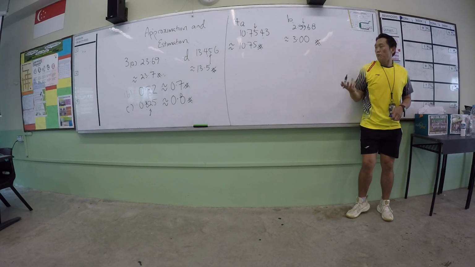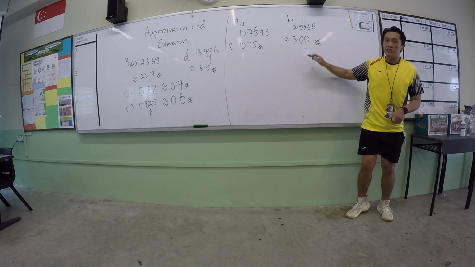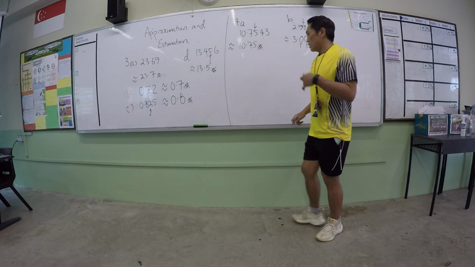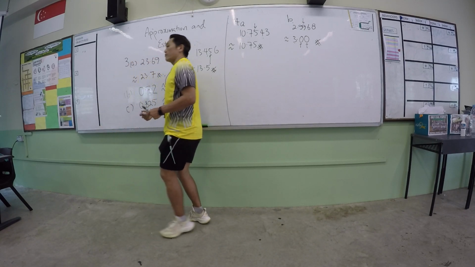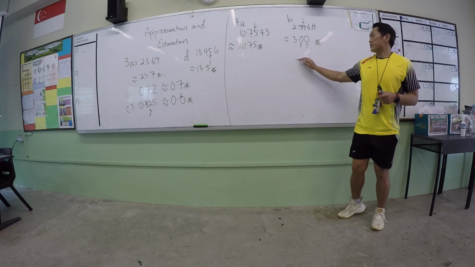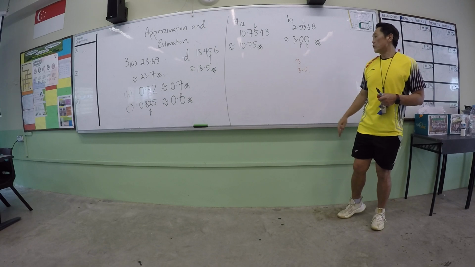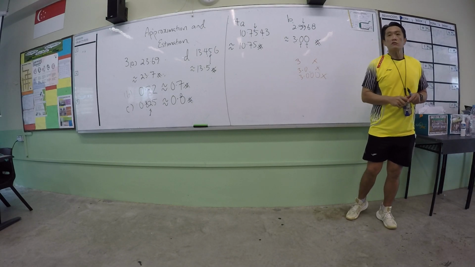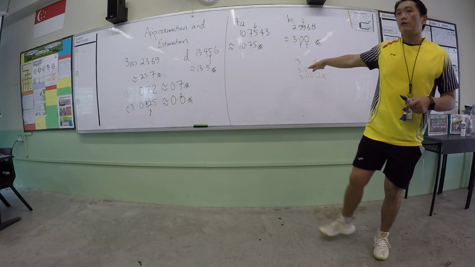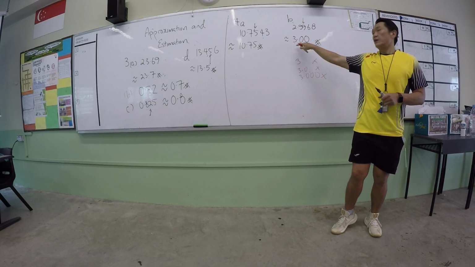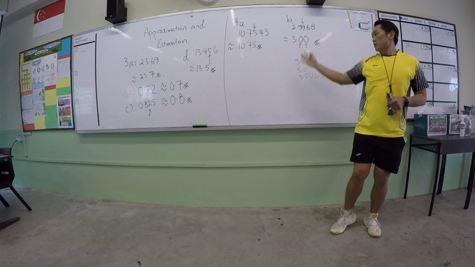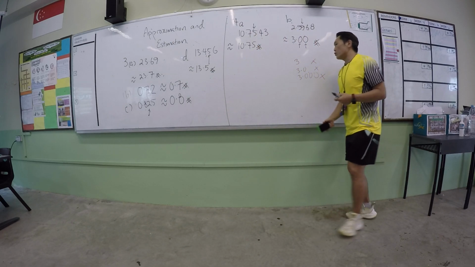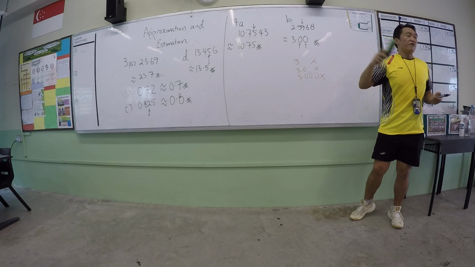Okay? And you must answer 3.00, because this is 1 decimal place, this is 2 decimal places. If in the exam you write your answer as 3, or you write your answer as 3.0, or you write your answer as 3.000, all these are wrong. Okay? Because numerically, you may think they look the same. 3.0, 3.000 is all 3. But when it comes to measurement, or when it comes to telling people things, they are telling a different story.